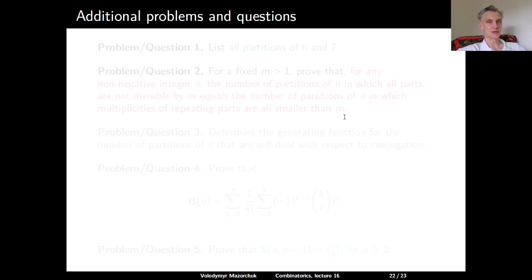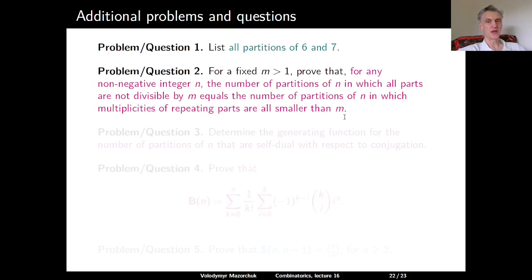Some additional problems and questions at the end. Problem question 1. List all partitions of 6 and 7. Problem question 2. For a fixed m greater than 1, prove that for any non-negative integer n, the number of partitions of n in which all parts are not divisible by m equals the number of partitions of n in which multiplicities of repeating parts are all smaller than m.